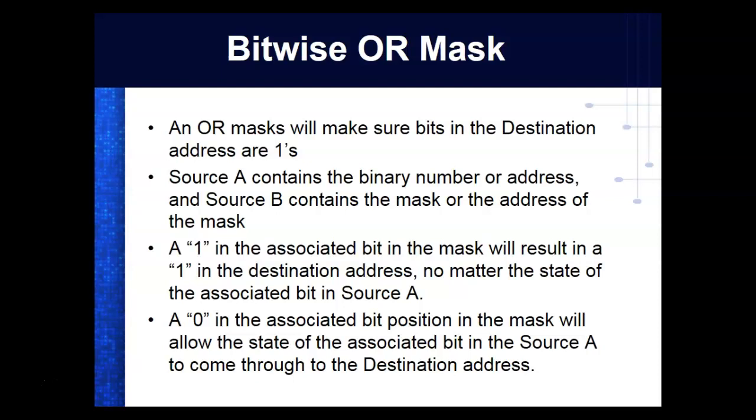No matter what I get in, if I want a bit to be set in the answer, I would put a 1 in my mask. A 1 in associated bits in the mask will result in a 1 in the destination address no matter what the state of the associated bit. A 0 in the associated bit position in the mask will allow the state of the associated bit in source A to come through to the destination.